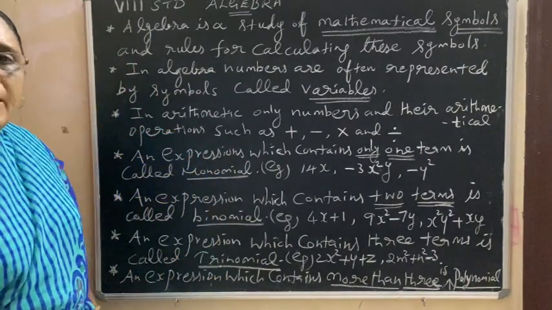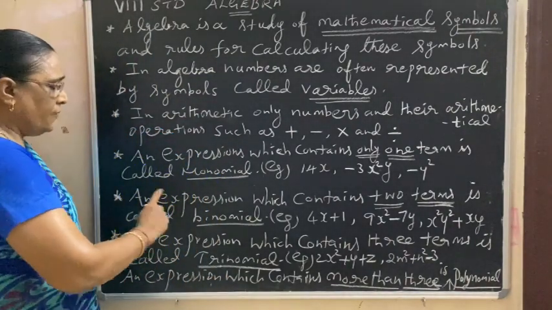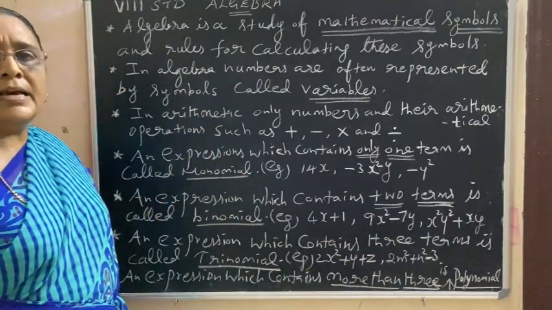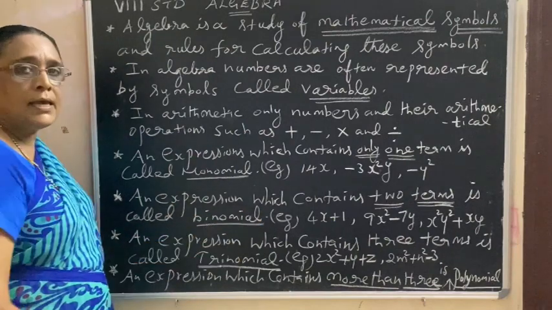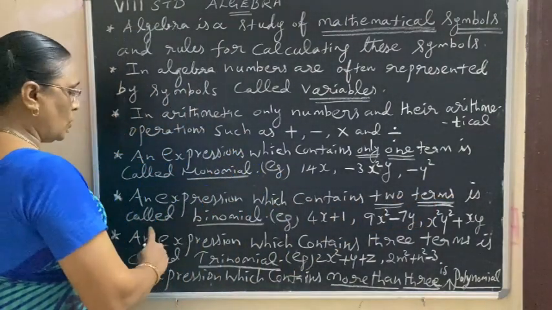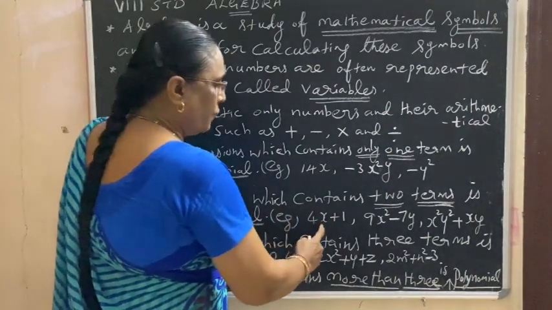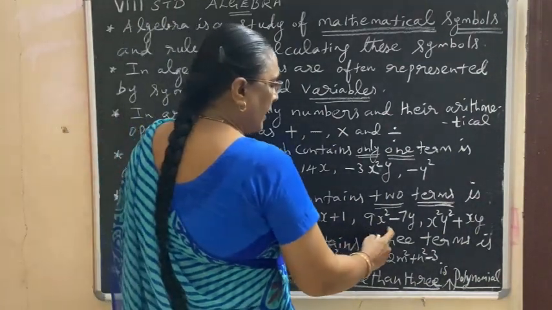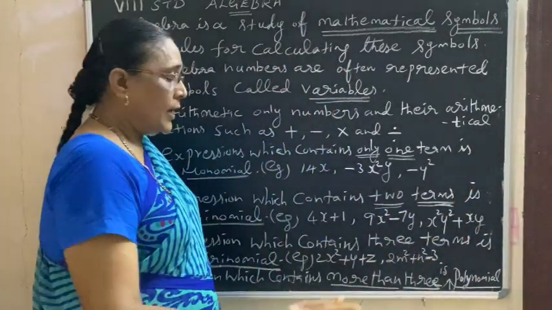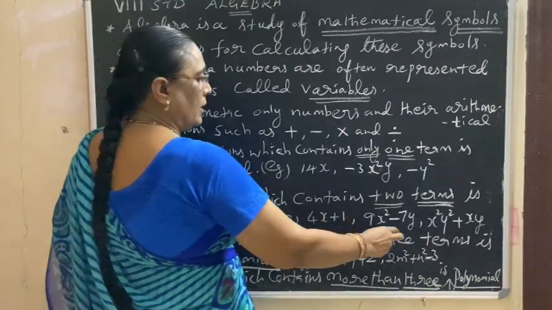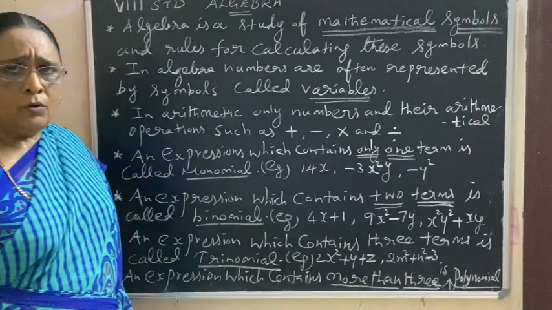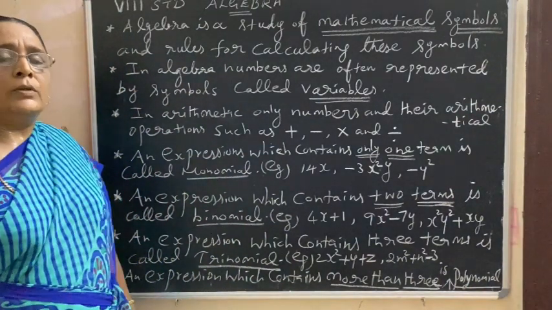Okay. What is meant by binomial? Binomial is nothing but an expression which contains two terms. If it has two terms, then we call that a binomial. Examples: 4x plus 1, 9x square minus 7y, then x square y square plus xy. You have to take each of these as two terms, and each is a binomial. Okay children, next we pass on to the next one.